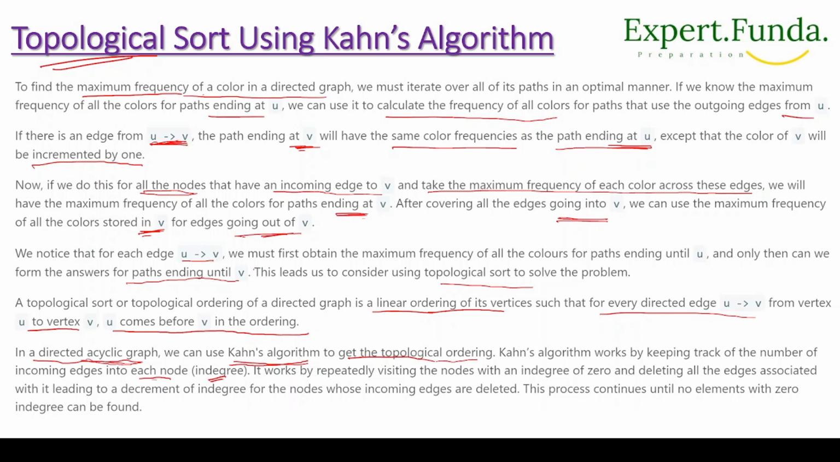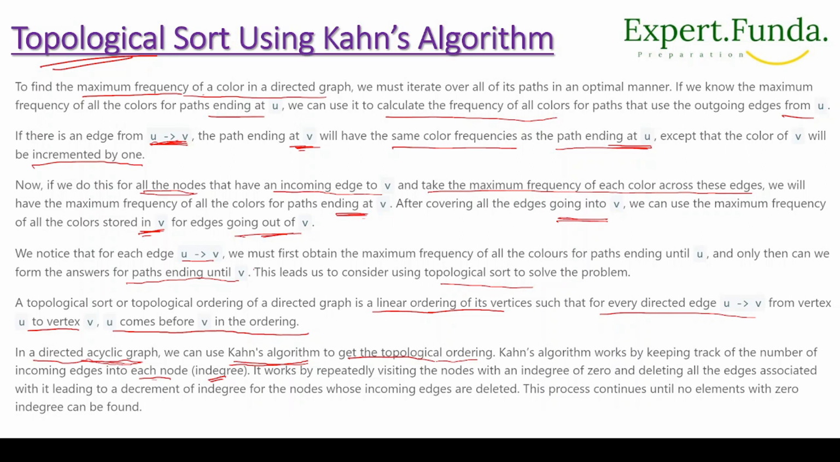Got it? So first of all, what we have to understand is that in a directed acyclic graph, we will use Kahn's algorithm to get the topological ordering, right? Next, Kahn's algorithm works by keeping track of the number of incoming edges into each node, and that is in-degree. It works by repeatedly visiting the node with an in-degree of 0 and deleting all the edges associated with it, leading to a decrement of in-degree for the nodes whose incoming edges are deleted.